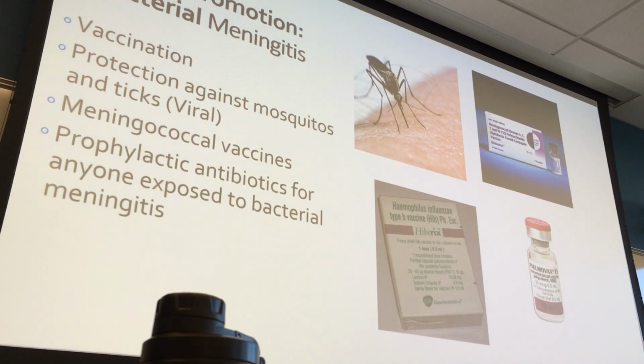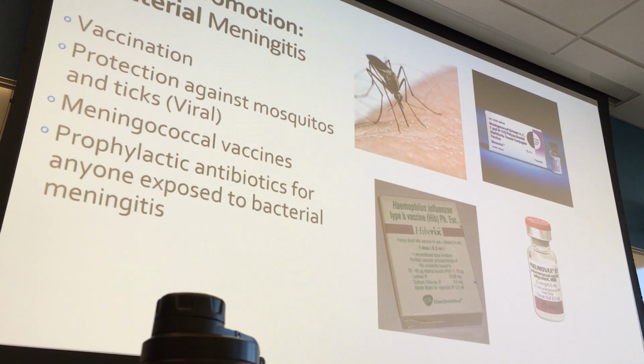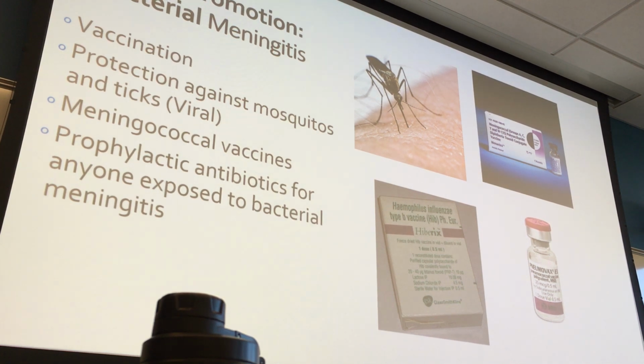Okay, so let's talk about the two differences. Obviously with bacterial, you can get a vaccine. There are prophylactic antibiotics for anybody that is exposed to bacterial meningitis. I'm not quite sure how they decide how they're going to do prophylactic antibiotics, but it's there.